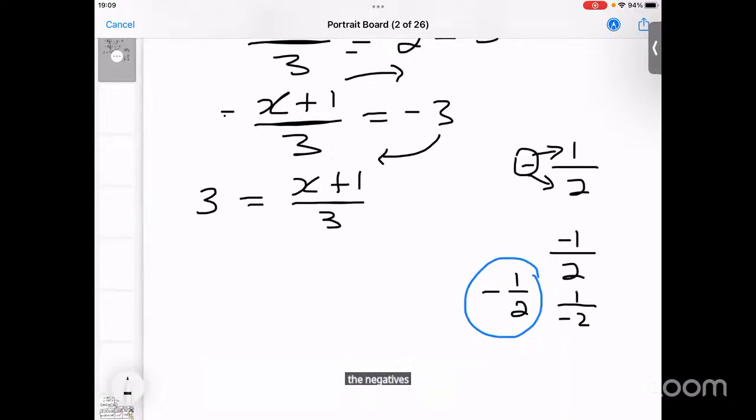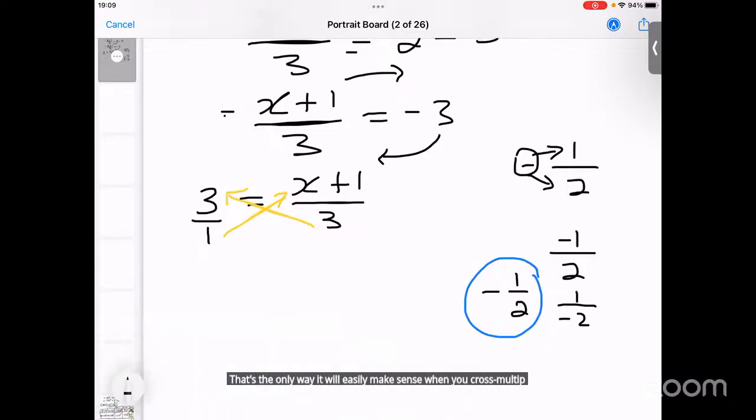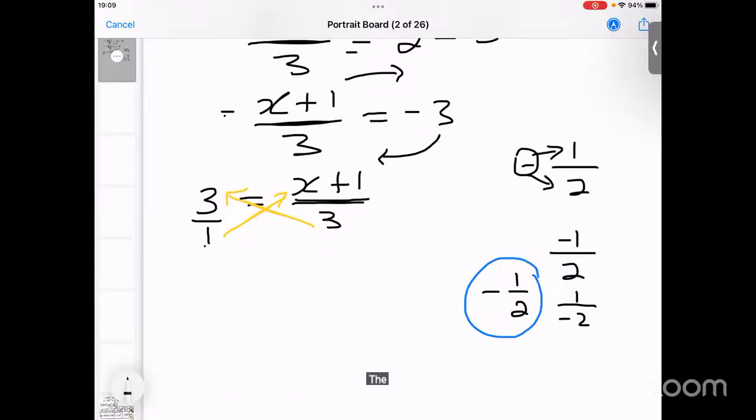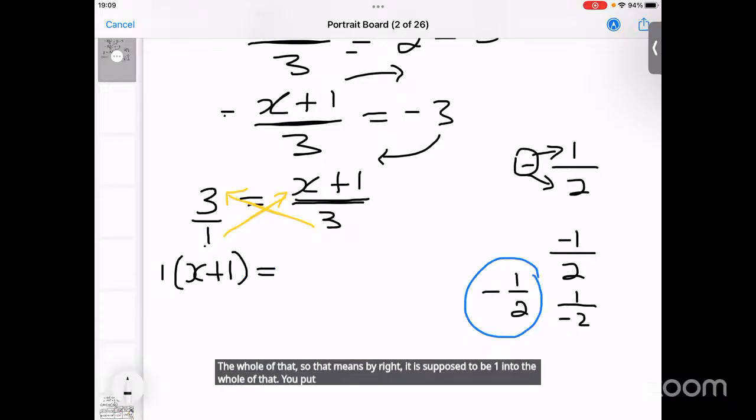Most importantly, if you have a fraction on the other side, force this one to be a fraction. How do you force it? You divide it by 1. Why would you force it to be a fraction? So that you can cross multiply. That's the only way it will easily make sense when you cross multiply, to say this one multiplies the whole of that. So by right, it is supposed to be 1 into the whole of that. You put it inside the brackets because it's more than 1 term.